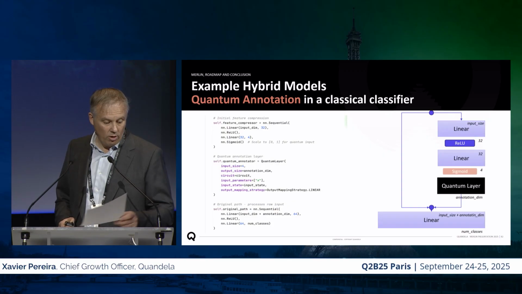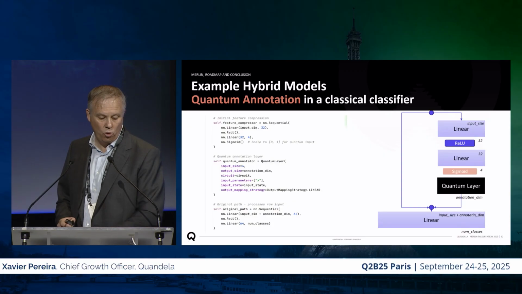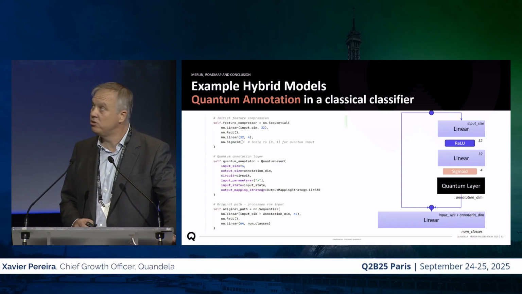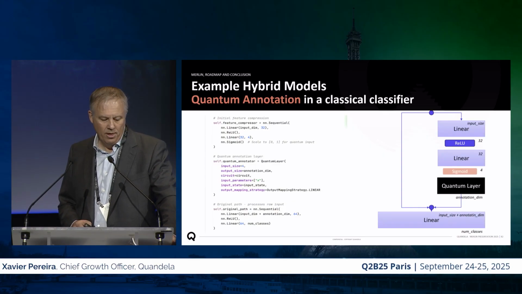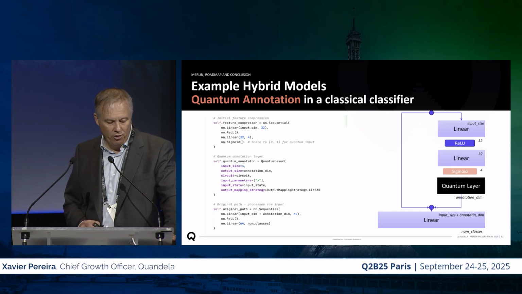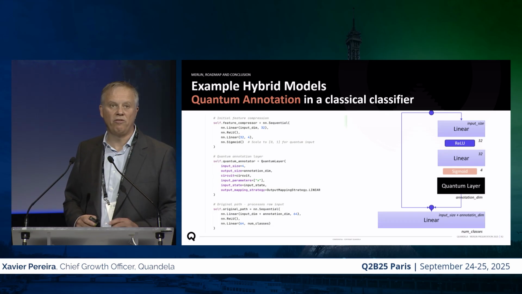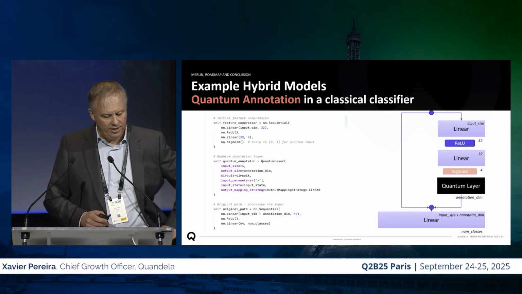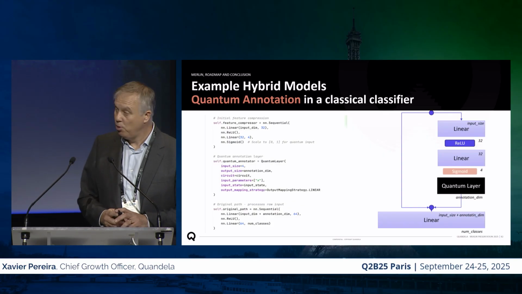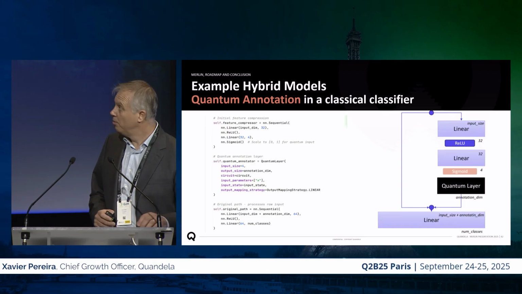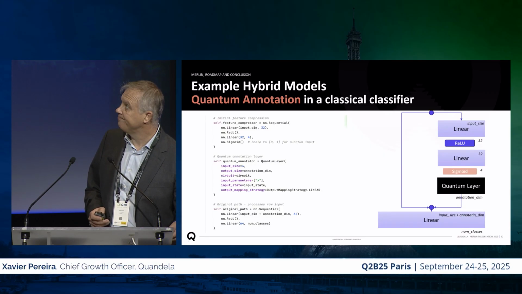I'll show you a second one. This is an example that links to a previous case I mentioned, the Airbus BMW challenge. A classical model enriched with a quantum annotation layer. The quantum transformation provides extra features that improve the classification reliability. And once again, the important point: quantum doesn't replace the classical model, but it makes it stronger.